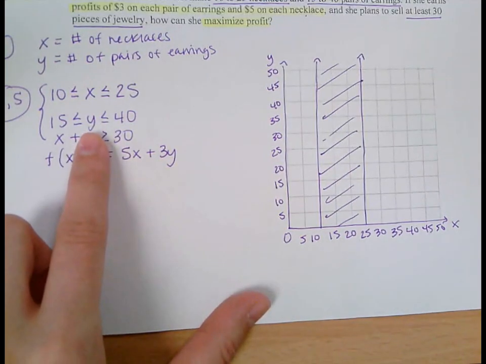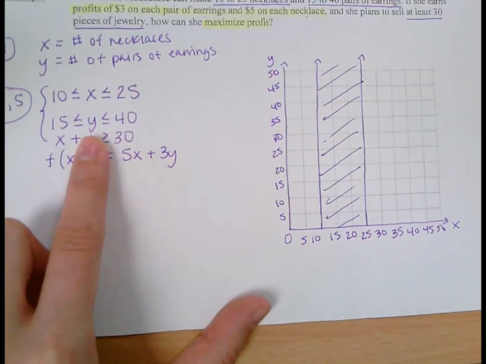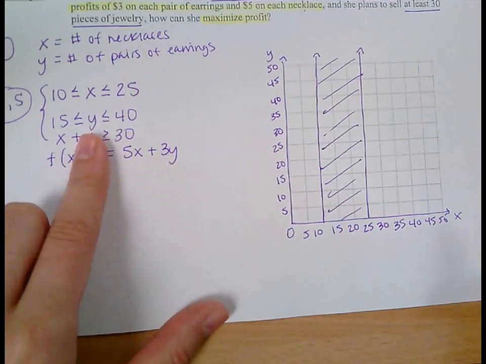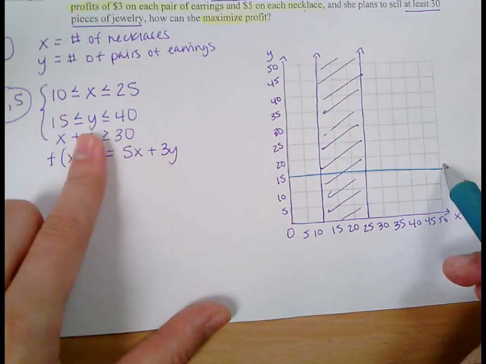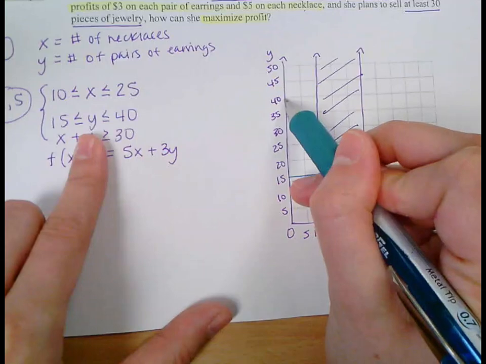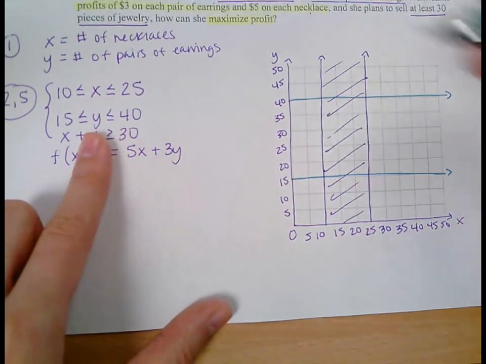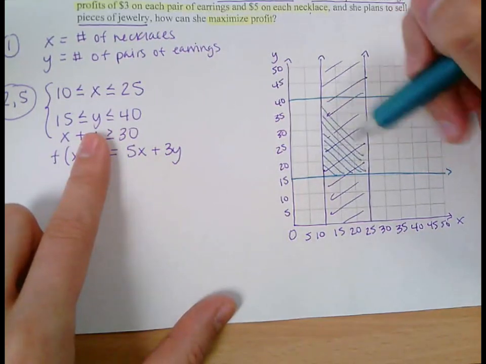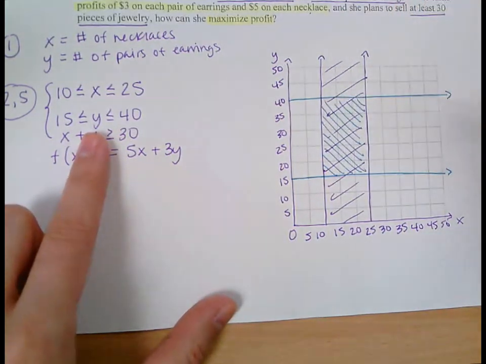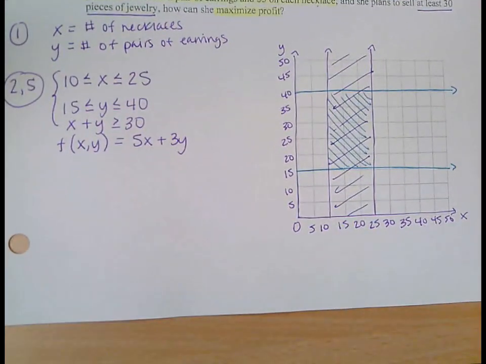And then a similar process to graph y between 15 and 40. Now these are horizontal lines, so a horizontal line through 15 and 40. Shading would be in between. So right now with these four lines, we're looking at our shaded region being that rectangle. But we have one last inequality to graph.